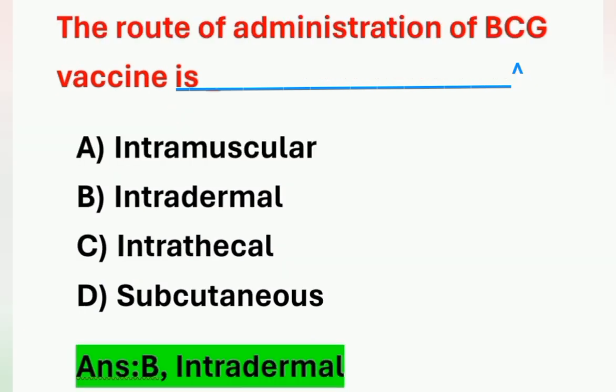And the correct answer is it is intradermal. BCG full form is Bacillus Calmette-Guérin. This vaccine, BCG vaccine, is given intradermally. If the newborn age is below 4 weeks, the dose is 0.05 ml.